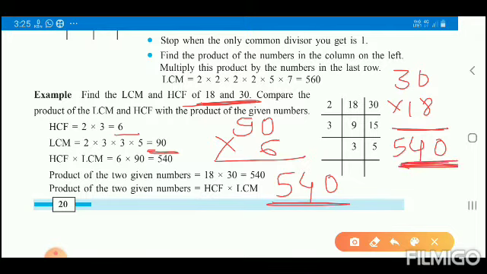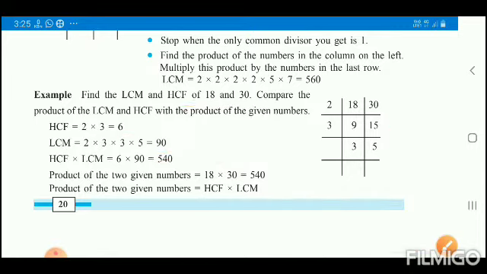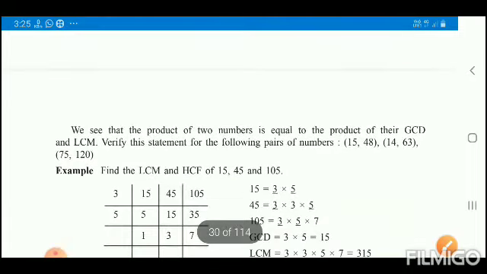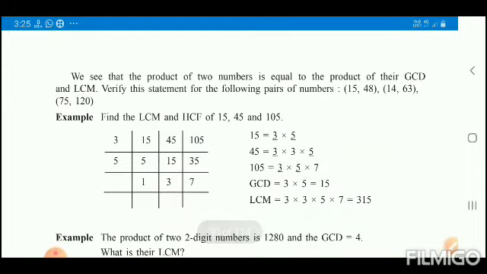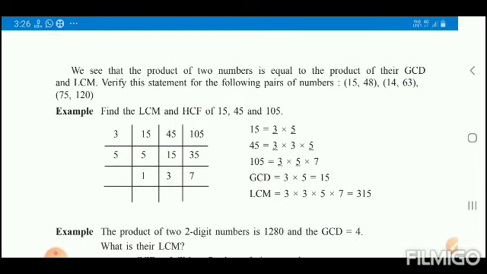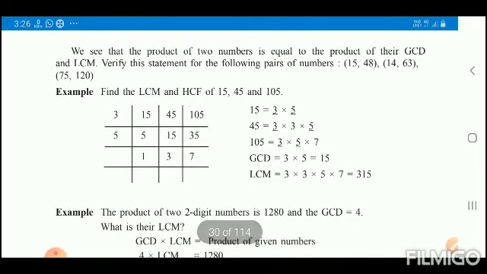Okay. Now look here, we will see the next point. We see that the product of two numbers is equal to the product of their GCD and LCM. Now we will verify this statement for the following pairs of numbers. We will see another example. The example given is, find the LCM and HCF of 15, 45 and 105.